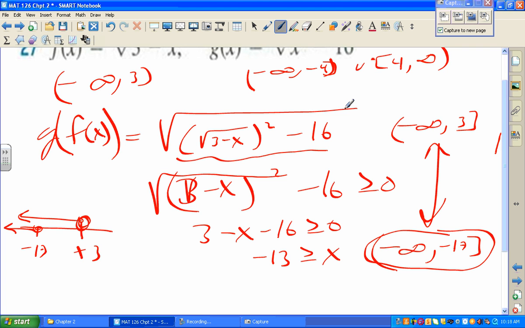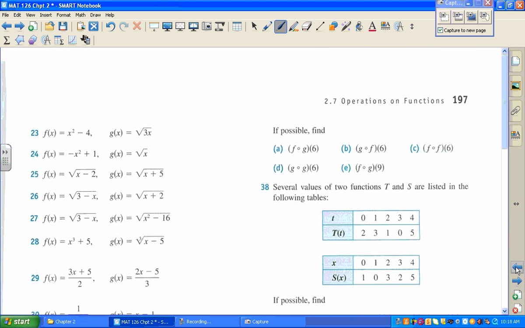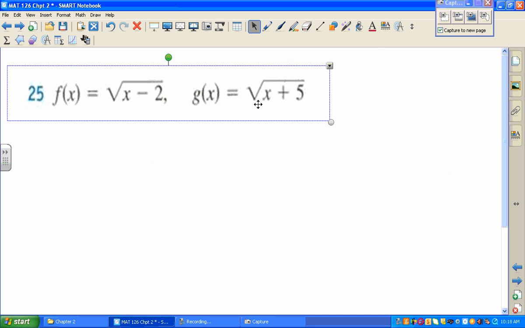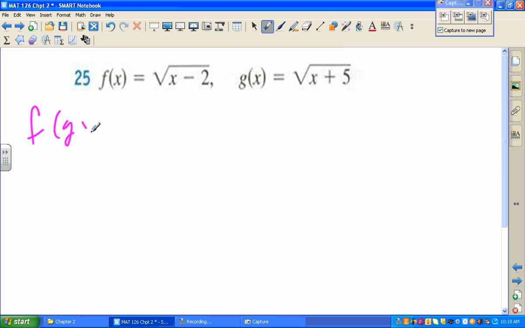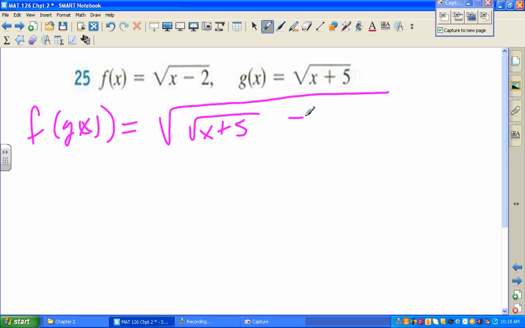Yeah. A 5? Is it hard? Oh, same rules? F of g of x domain, g of f of x domain? Okay. All right, what do we do first? F of g of x? The square root of x plus 5, minus 2. So this first part says they have to be from negative 5 to infinity.